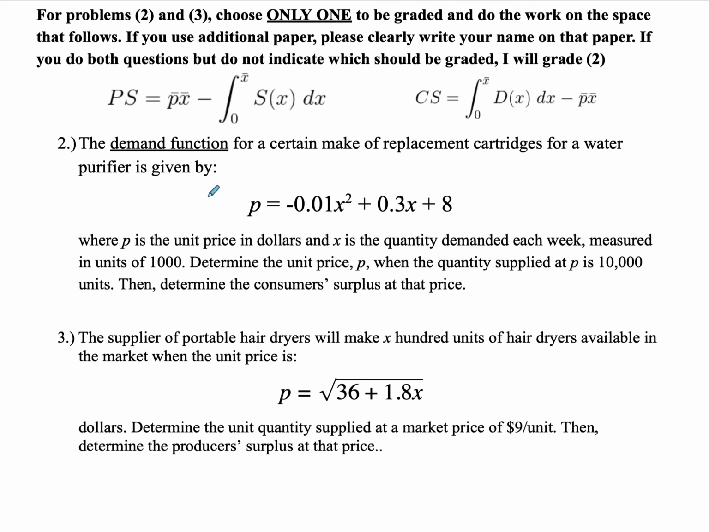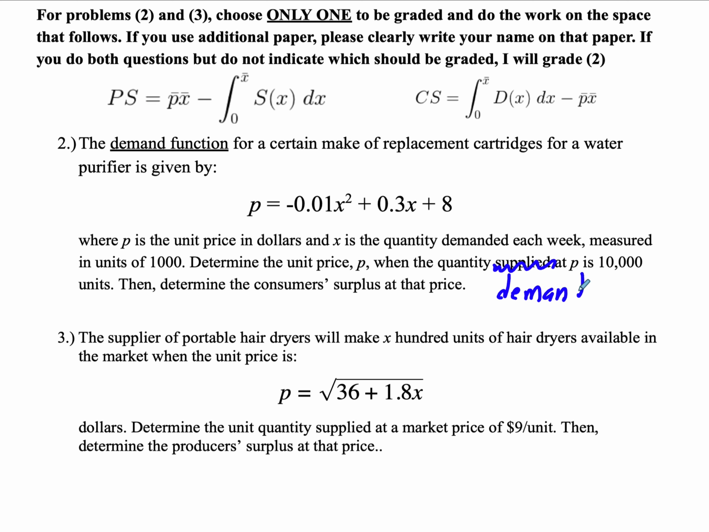So this is producer and consumer surplus. The demand for a certain make of replacement cartridges for a water purifier is given by this, where P is the unit price in dollars and X is the quantity demanded each week, measured in units of 1,000. This one was confusing because it says determine the unit price when the quantity supplied at P. What I mean is not to say supply, I technically mean demanded.